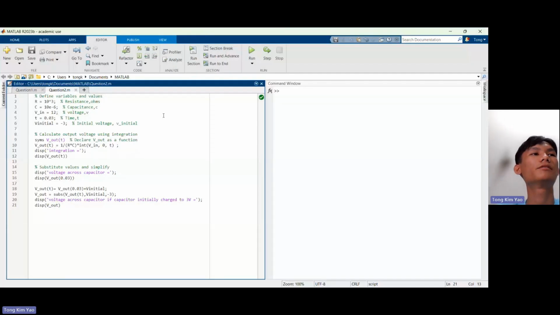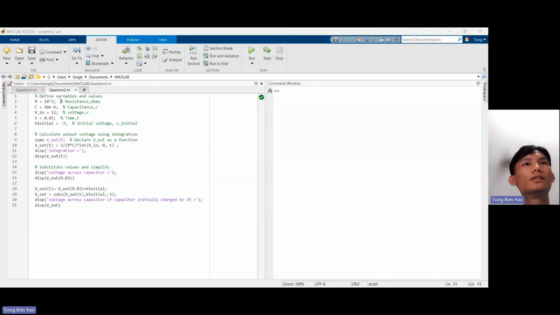Firstly, we extract the information given from question 2, which is R equal to 1 kilo ohm, the capacitor equal to 10 microfarad, the voltage input equal to 12 volt, the time after the capacitor is 30 milliseconds, and the V initial is 3. Next, we declare V out as a function using the code syms Vout t, and we set the formula for this function as 1 over RC times the integral of V input, with the lower limit 0 and the upper limit t. This should show the integrated equation for V output across the capacitor.